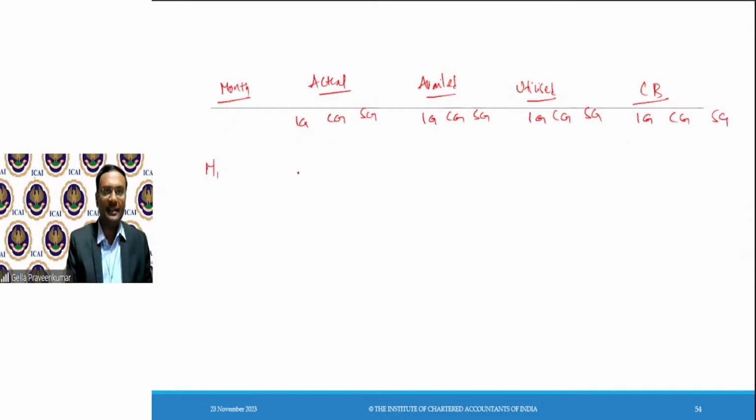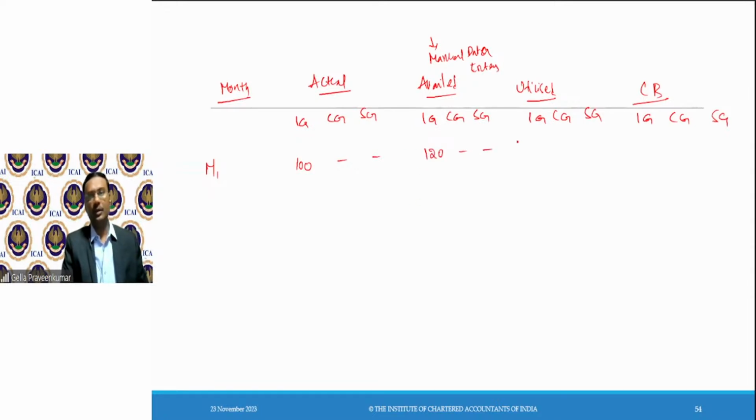my actual IGST is say 100 rupees. For a moment, no CGST, no SGST. While accounting or while availing, this is where the manual data entry has been done. While accounting, I have accounted this as 120. No CGST, no SGST. And utilization for month 1, I have used IGST to the extent of 60 rupees. CGST nil, SGST nil.